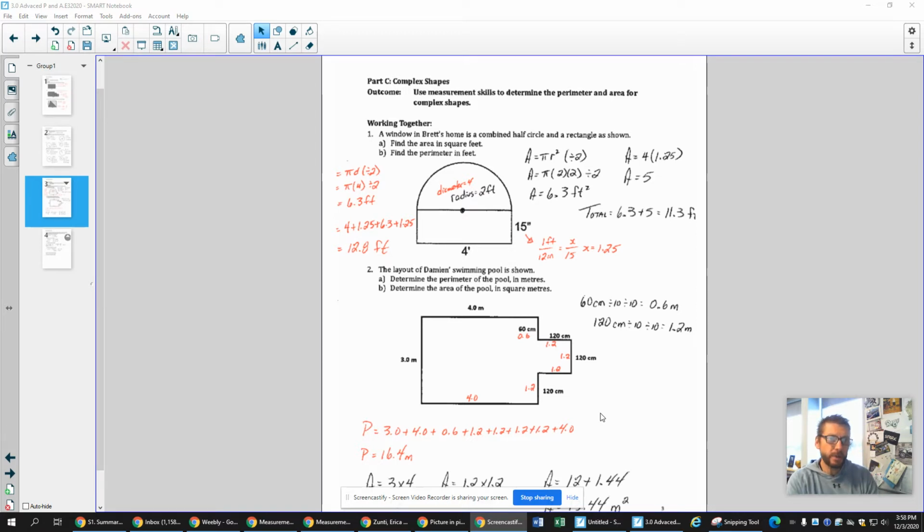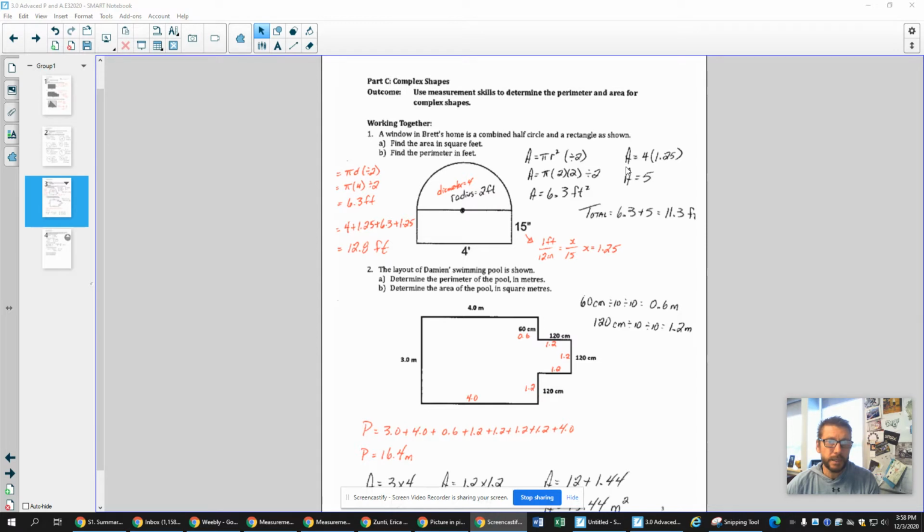The first question is about a window, and this happens to be a window that's a semicircle on top of a rectangle. When we want to find the area, we need the radius. What you're looking at in our question is the whole length is 4, which means the radius is going to be 2. So for the area of the circle at the top, I'm going to go pi r squared and then divide by 2 because it's a half circle. So it's pi times 2 squared divided by 2, which is really just pi times 2. So the top circle then is 6.3 square feet.